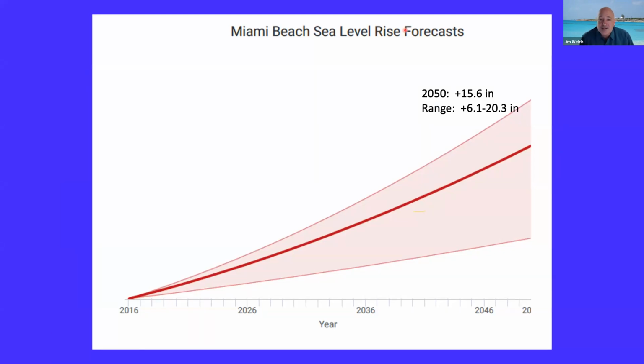So in Miami Beach, this is a problem. We're talking about a half a meter, 15.6 inches, from 2016 to 2050. So that's half a meter of seawater. It's 1.5 feet or a little over a foot. And that's going to make a big difference.